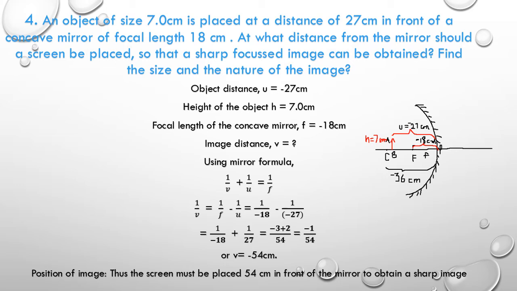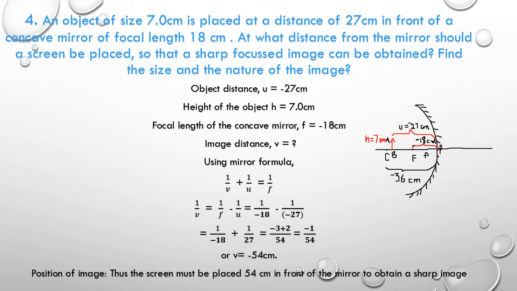So what do we have to calculate? We have to find where the screen should be placed. That means where we will get the image. So v is equal to question mark. Now we have to apply the mirror formula: 1 by v plus 1 by u is equal to 1 by f. Here we have to find v.